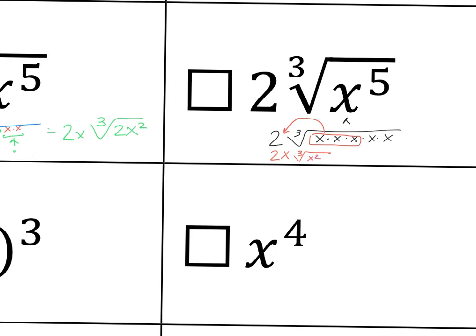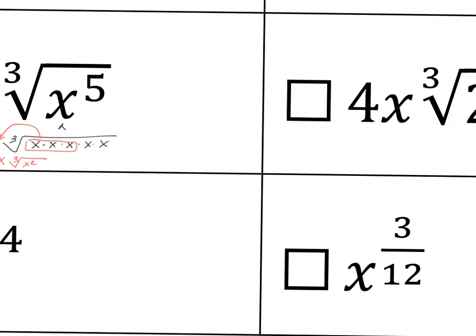Now be really careful here. These are not the same answers, because this has a 2x squared left inside the radical symbol, and this only has x squared left inside. So this is not the same as this, so far I haven't checked any boxes.